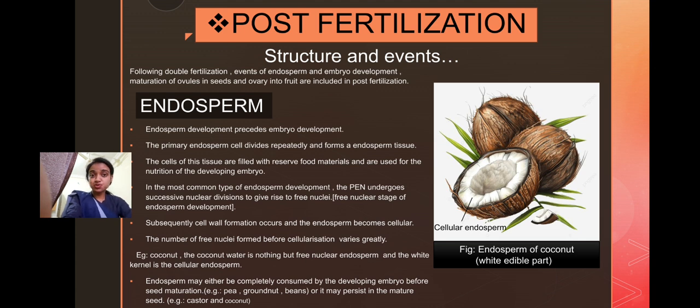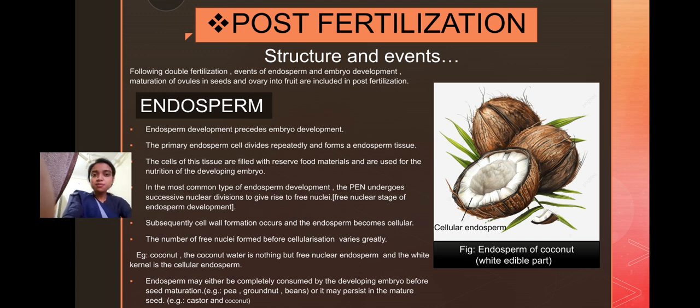The cells of this tissue are filled with reserved food materials and are used for the nutrition of the developing embryo. In the most common type of endosperm development, the PEN undergoes successive nuclear divisions to give rise to free nuclei. Then subsequently cell wall formation occurs and the endosperm becomes cellular. The number of free nuclei formed before cellularization varies greatly. For example, coconut. The coconut water is nothing but free nuclear endosperm and the white kernel is the cellular endosperm.